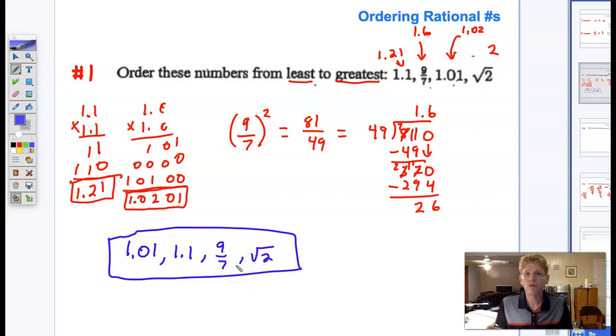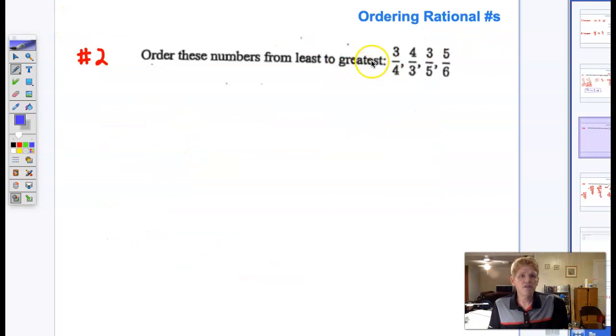Now you could just put those in your calculator if that's permitted on the test or on the exercise. Punch them in your calculator, convert them to decimals, and then put them in order that way. Let's try another example. Now in this problem with rational numbers, putting them in order is going to require that we find a common denominator. Alternatively, again, you can punch them in your calculator and get decimals, but let's find a common denominator and compare them that way.